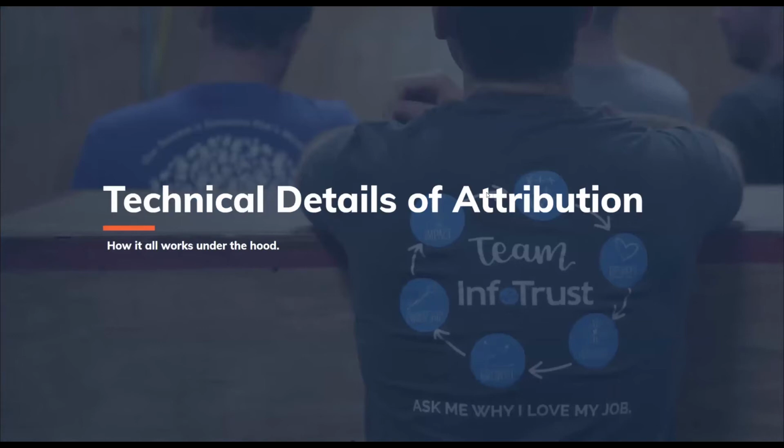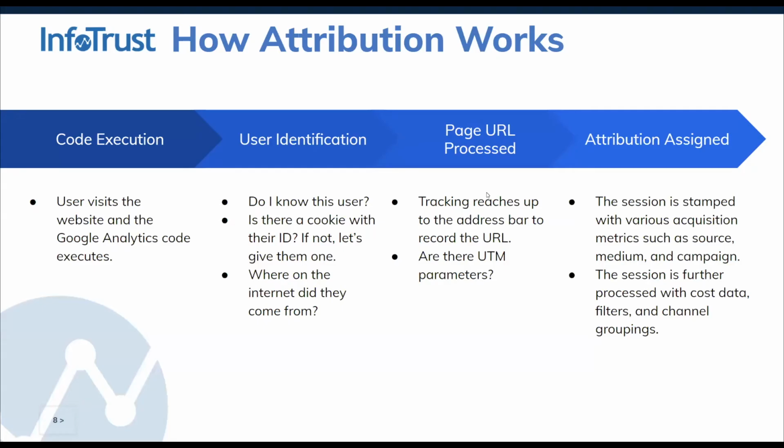So let's dive into it. Let's figure out under the hood how this process works and how attribution comes together. We have a couple of steps in the user's journey here. First and foremost, it's going to start with the execution of the code. The user visits your website and the analytics code executes.